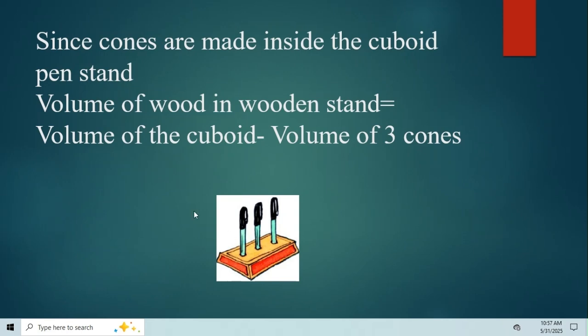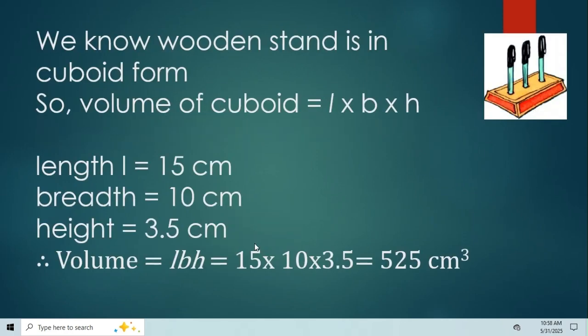If we are able to trace this point, we are able to find it. So the volume of the wood in the wooden stand is equal to the volume of the cuboid minus the volume of the three cones. It is very clear from the picture. Total volume minus these three cones' volume will be equal to the volume of the wood in the wooden stand. Now, we know the wooden stand is in the form of a cuboid, and the volume of the cuboid is equal to length into breadth into height, LBH. Length is given, breadth is given and height is given.